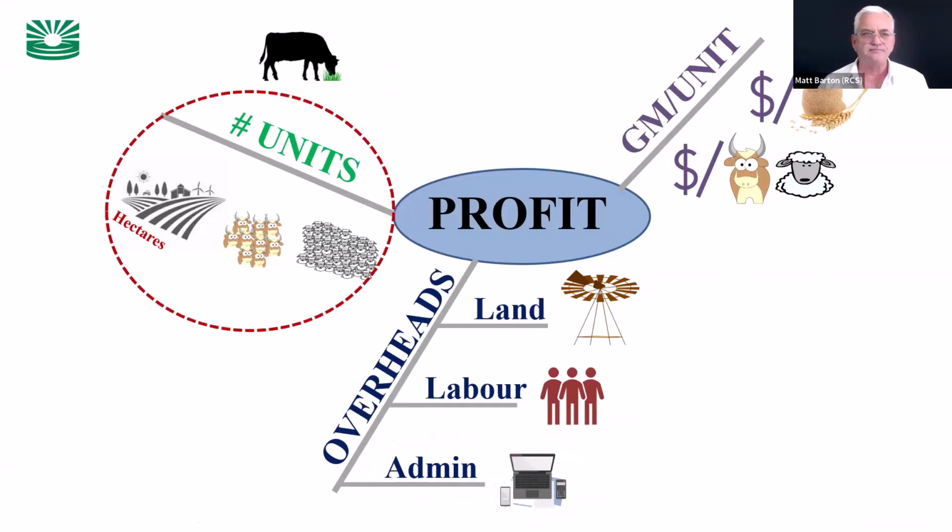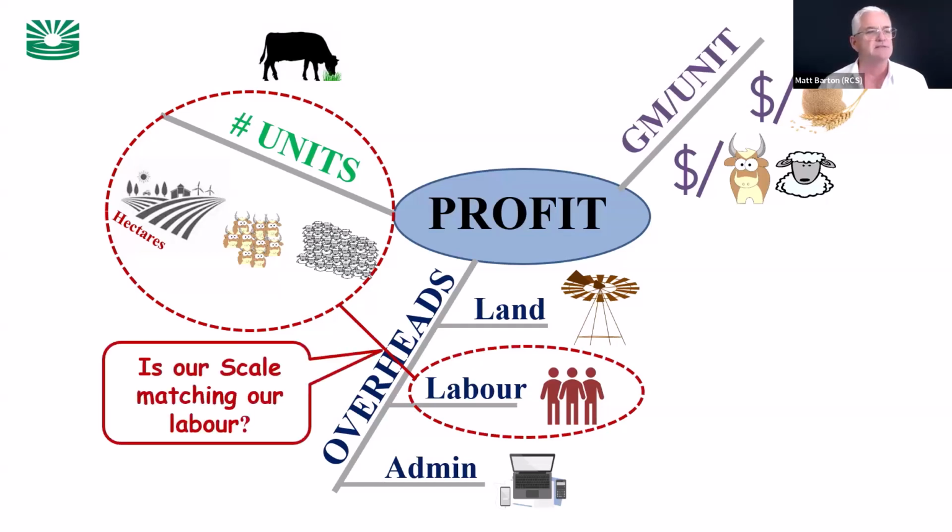Scale's a big one. Are we running enough units? I'd like to look at scale in a different way. I think scale has a lot to do with labour, the labour ratio. Is our scale matching our labour? If we're managing the place and living on it, as an owner-operator, we're part of that labour equation. Instead of trying to get bigger and bigger, maybe it's the labour on it that's causing the problem.